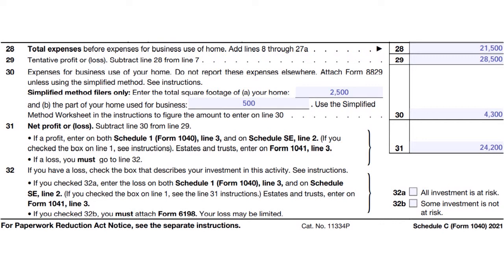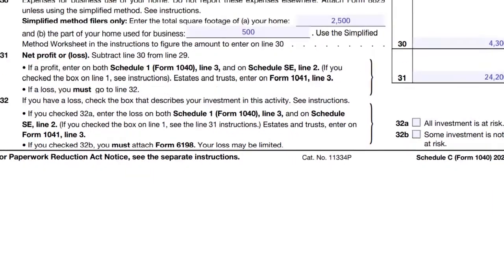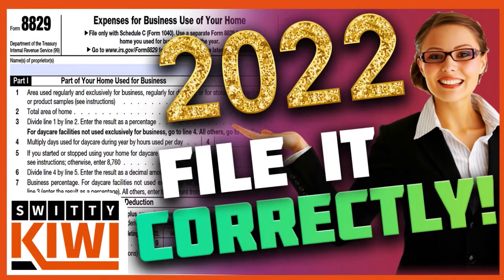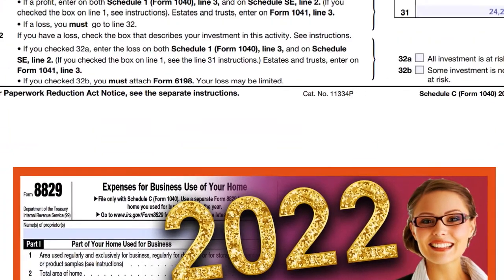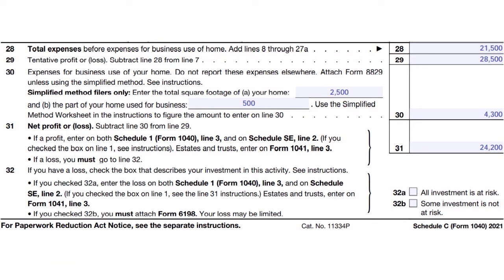So it's very important to understand here that there are certain things you have to be very careful about. And we have explained that in a video that we did on Form 8829, where we talked about expenses for business use of your home. And the IRS really audits that part also. So they want to make sure you have regular and exclusive use of your home. This is very important. And so the net profit or loss for your business this year, for your side gig, if you will, is $24,200, right?